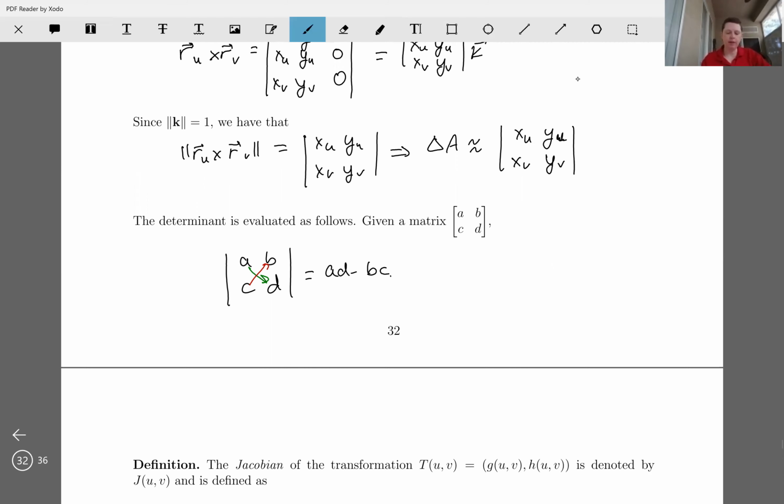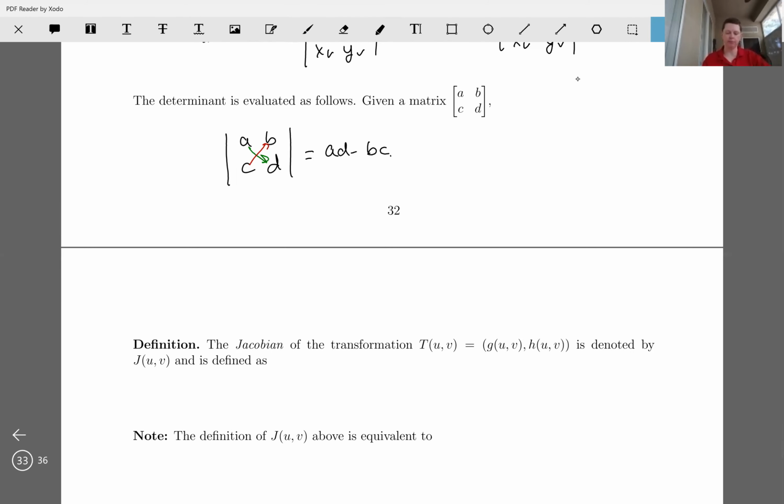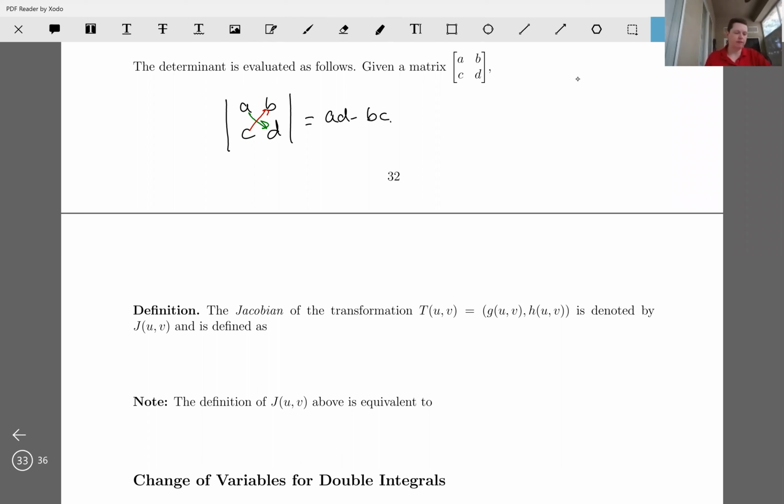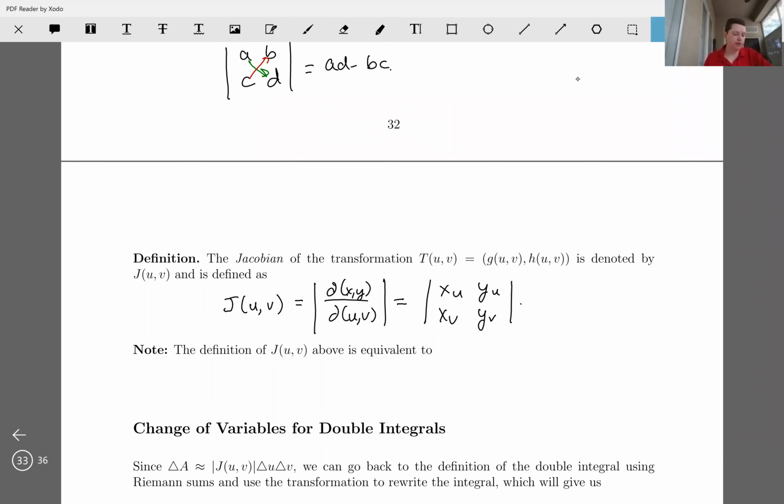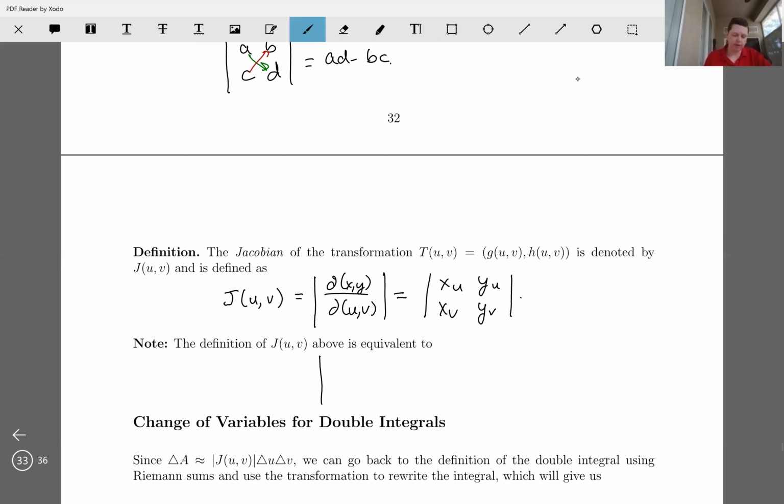And this is a special object called the Jacobian of our transformation. It's denoted by J of u, v, and it also has another notation: some people denote it with the partial of x, y divided by the partial of u, v, the absolute value of that, or determinant. It's just the determinant of that matrix, the one we just found. So again, what you want to keep in mind is this is the Jacobian.